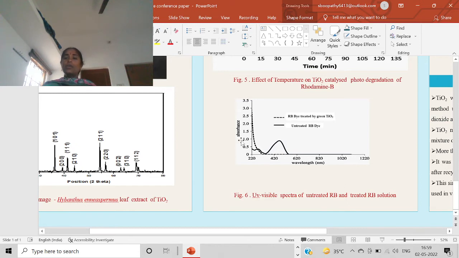This is the UV spectra of rhodamine B and treated rhodamine B solution. When green TiO2 nanoparticles are added to the solution, the photodegradation increases. So the number of dye particles removed is high.